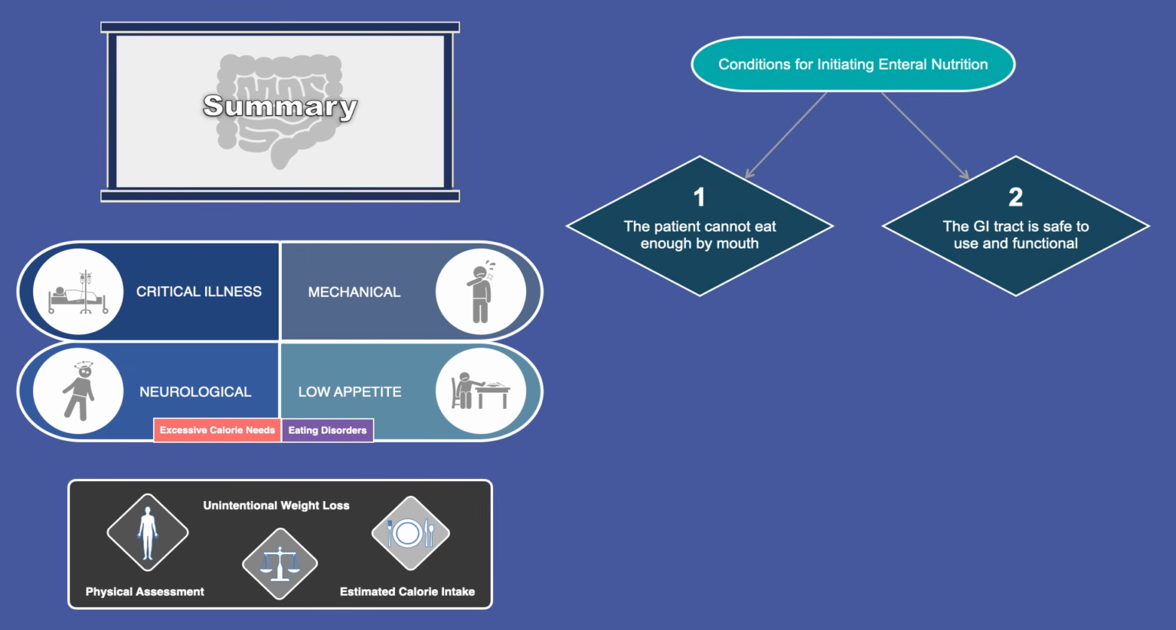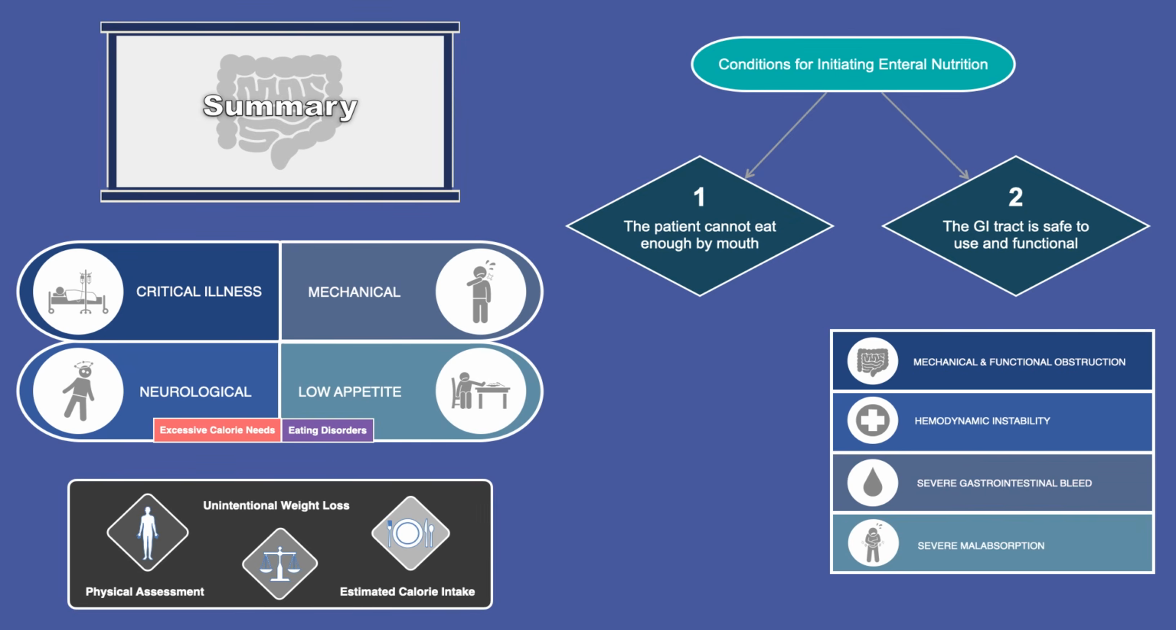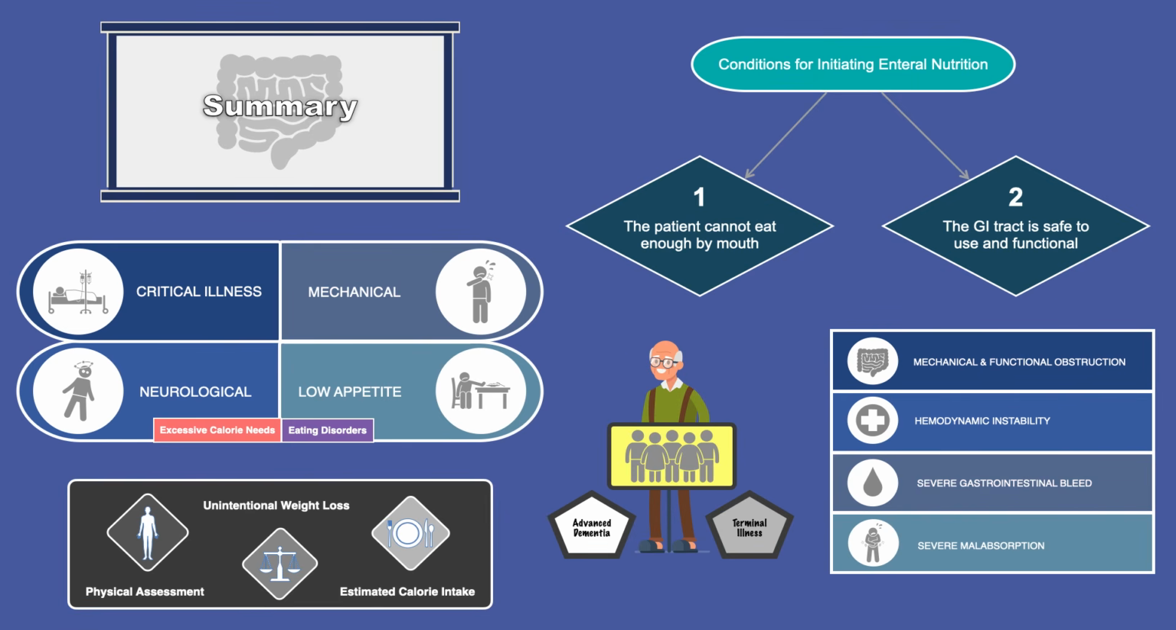Within the second condition, we consider possible contraindications such as mechanical and functional obstruction, hemodynamic instability, severe gastrointestinal bleed, and severe malabsorption. As a bonus for the second condition, enteral nutrition may also be contraindicated in patients with advanced dementia and terminal disease, as it may prolong life but not add to the quality of it and may contribute to pain and suffering.